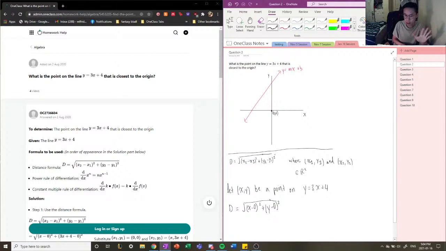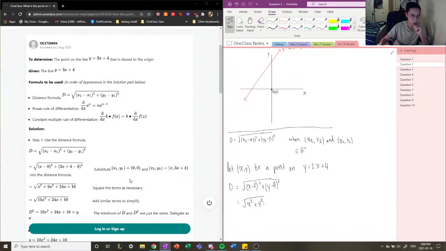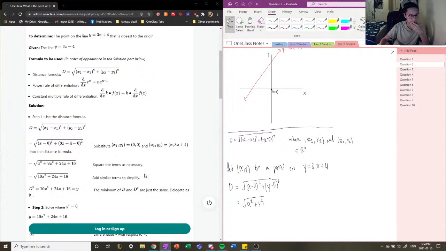That's the distance formula, right? So if we were to simplify this, we would get d equals the square root of x squared plus y squared. Okay. So the second thing that I want to do is I want to plug in y, right? So we know that y equals 3x plus 4, so I'm going to plug that in. So if we plug in y, we get x squared plus (3x plus 4) squared.